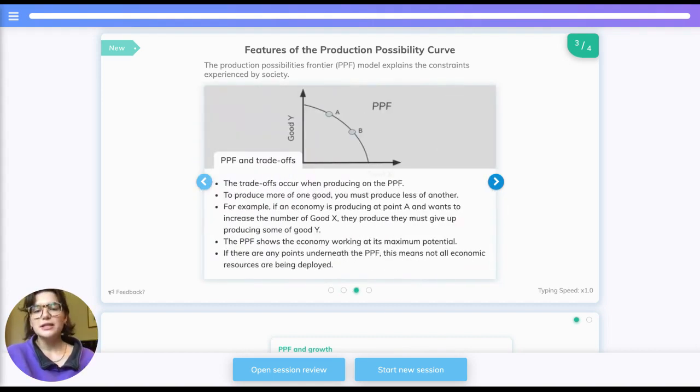So trade-offs must occur when producing on the PPF. If we produce more of one good, we're therefore going to produce less of another. For example, if an economy is producing at point A and wants to increase the number of good X they produce, they must give up producing some of good Y. The PPF shows the economy working at its maximal potential. So any point underneath the PPF means that not all economic resources are being deployed.